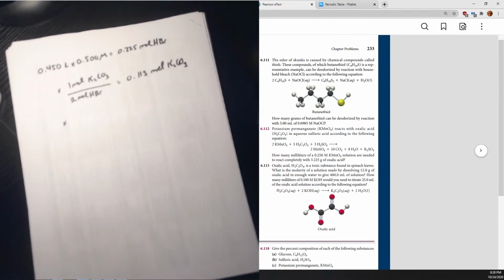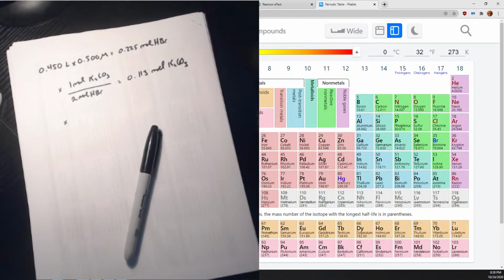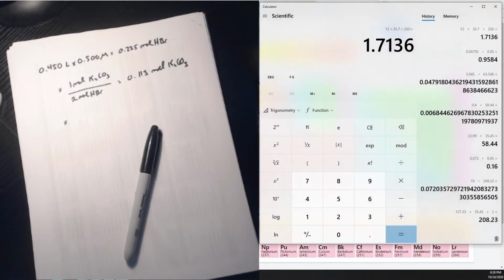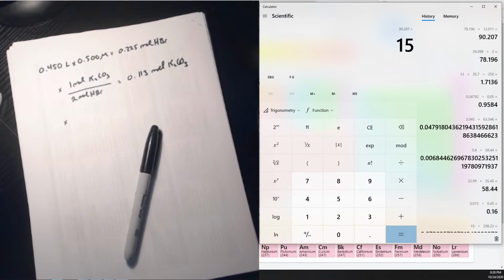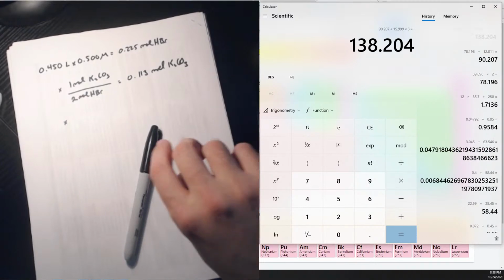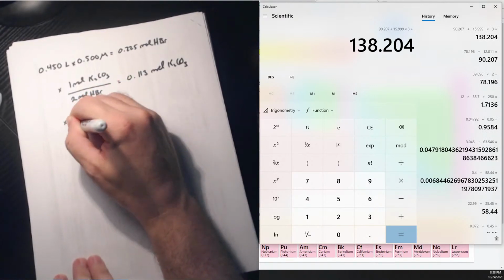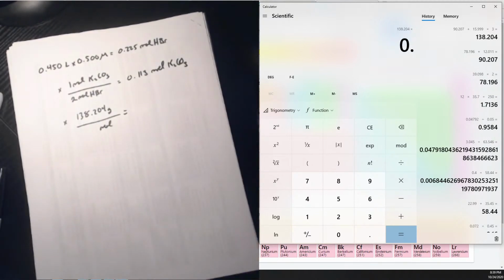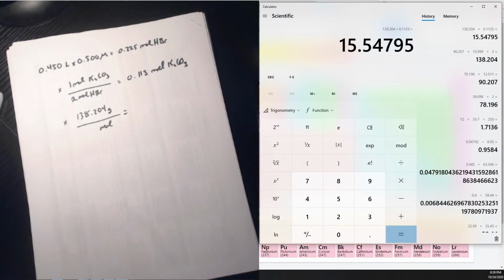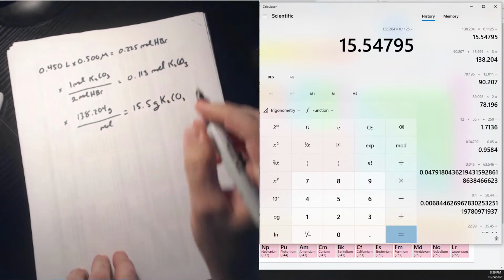I do not know the molar mass of potassium carbonate off the top of my head. Potassium is 39.098. 39.098 times 2 plus 12.011 plus 15.999 times 3 is 138.204 grams per mole. Bog standard stoich problem. Times 0.125, we're going to need 15.5 grams of potassium carbonate.